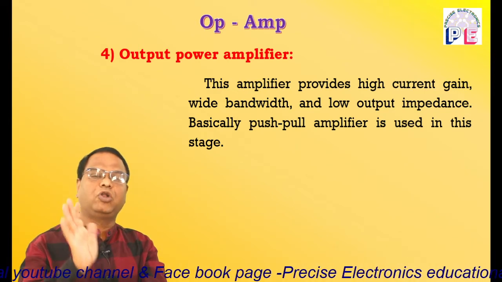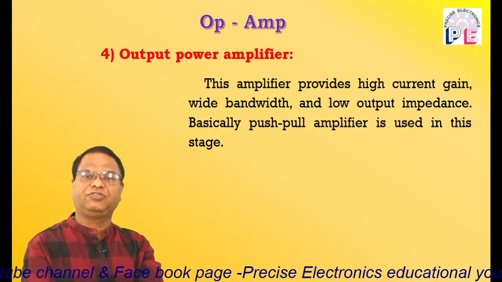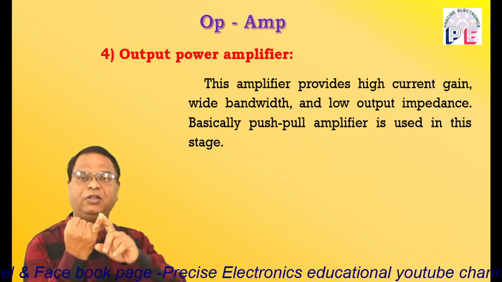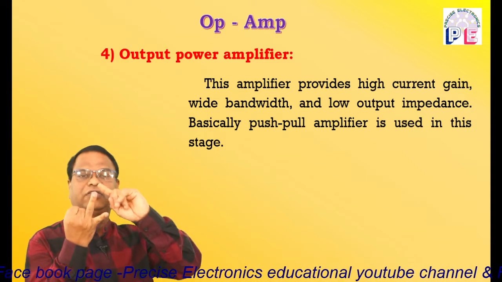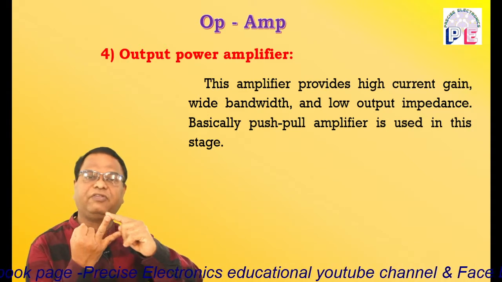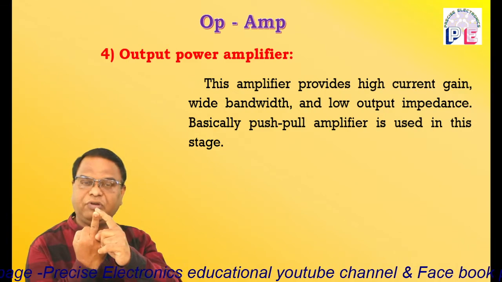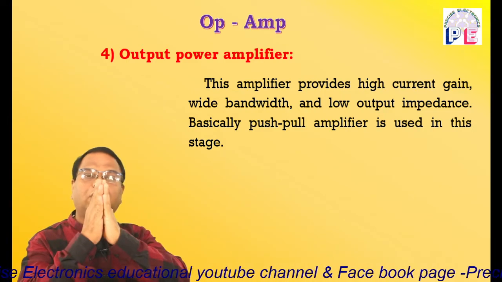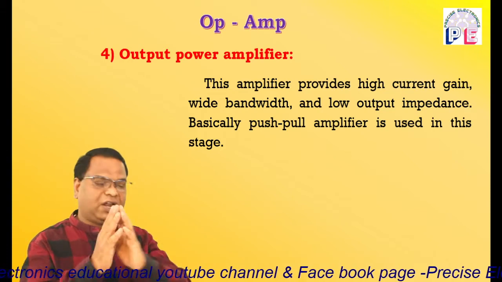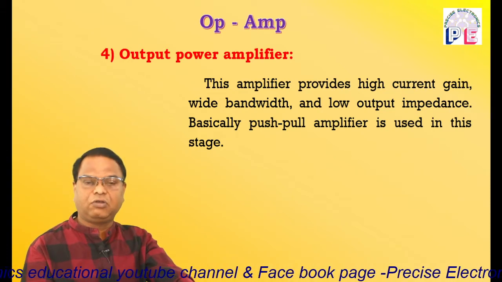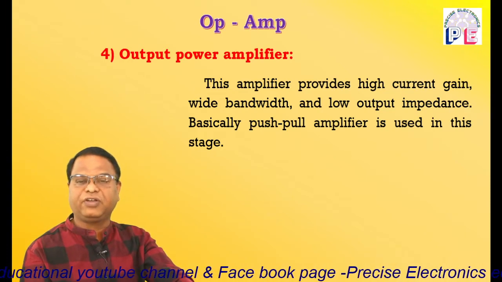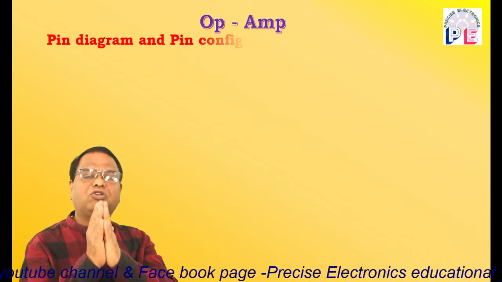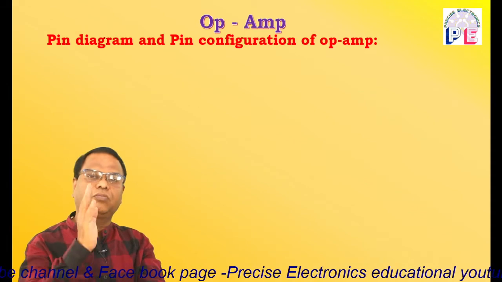So that is the block diagram of the operational amplifier. It consists of 4 blocks. The first block is the first stage differential amplifier, a balanced amplifier. The second block is the second stage differential amplifier. The third block is the DC level shifter and emitter follower. And the fourth block is the output power amplifier. So that is the block diagram of the operational amplifier. Now we are going to study the pin diagram and pin configuration of the op-amp.